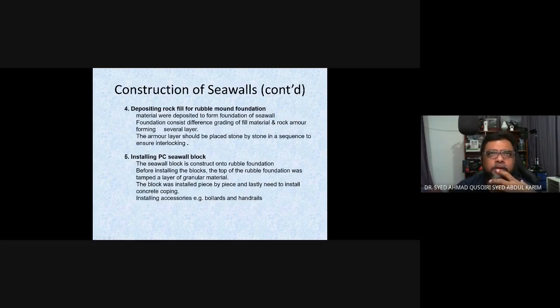Then depositing rock fill for rubble mound foundation. Start building the foundation. If it is a rock fill, right? If the seawall is made out of concrete, then they will start with the formwork, rebar, concrete. That's the usual. And then installing precast seawall blocks. This is if you use precast concrete technology. You just have to prepare the foundation of the wall and then just bring in the precast concrete seawall panel.